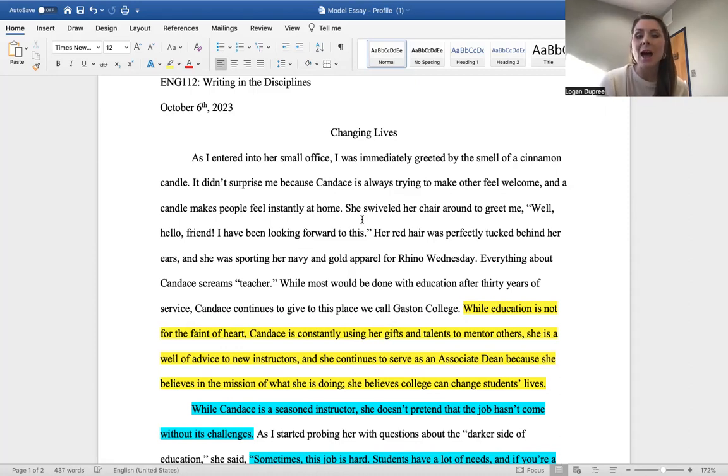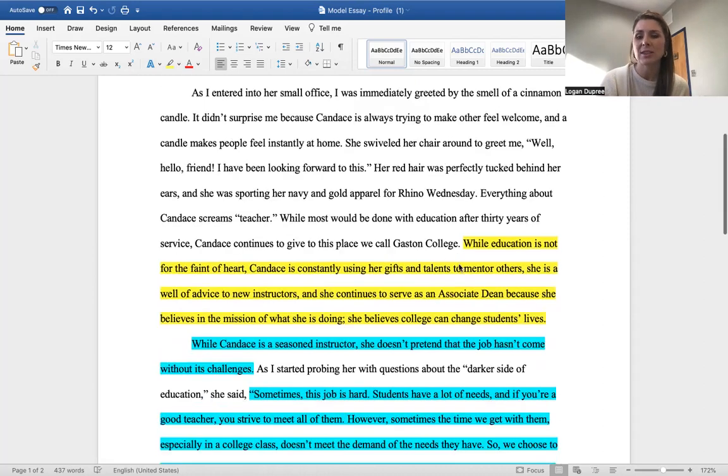And you can tell just by the premise of what this introduction is about that this is taking place in an office. There's a cinnamon candle. There's a swiveling chair. So what I want you to note is that the reader feels immediately immersed in what this topic is going to be about.